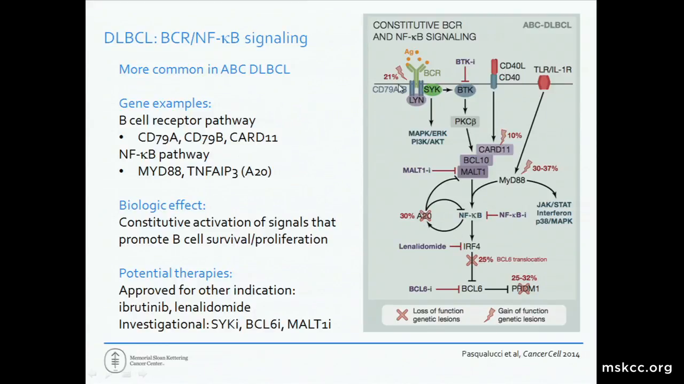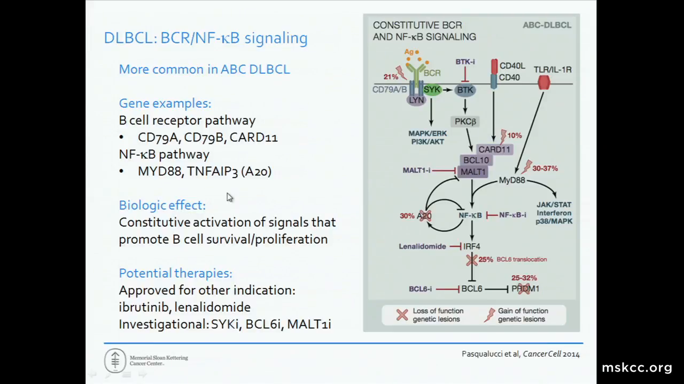And this included CD79A, which is a component of the B cell receptor itself, downstream adapter molecules such as CARD11, and then other adapter molecules from co-stimulatory receptors such as MyD88, and then inactivating mutations in negative regulators such as A20 or TNFAIP3. So the net biologic effect of these mutations was that they promote constitutive activation of these signaling pathways that promote B cell survival and proliferation.